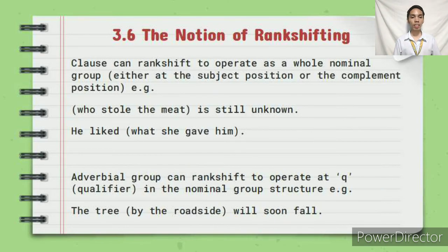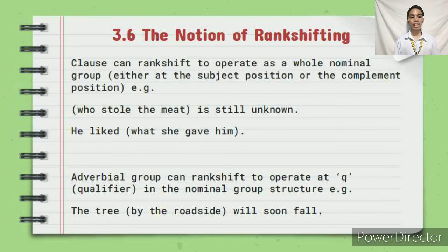Next, clause can rank shift to operate as a whole nominal group. Okay, a clause can rank shift to operate as a whole nominal group or as a whole noun phrase, either at the subject position or the complement position. For example, who stole the meat is still unknown. So here, who stole the meat is our clause, and in this sentence, it functions as a whole noun phrase. And he liked what she gave him. Okay, what she gave him is a clause which functions in this sentence as a whole nominal group or noun phrase.